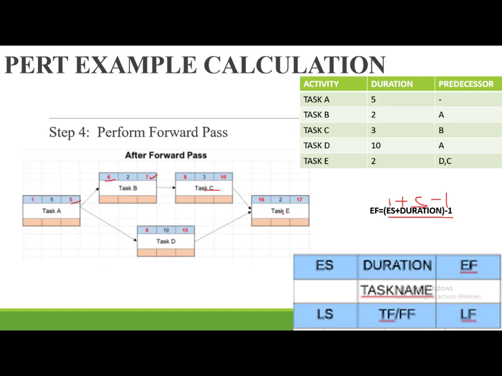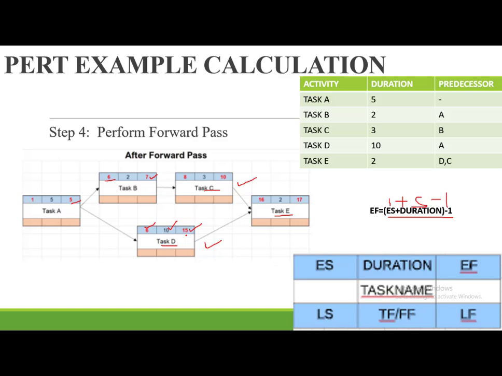Now, we come to this particular task E. Task E depends on 2 tasks, task C and task D. So before we determine the early start for task E, we need to confirm the completion or the early finish for both task C and D. So we go back to task D and you realize that task A ends on day 5, task D begins on day 6, takes 10 days, ends on day 15. Task E depends on task C and task D. Task C ends on day 10, task D ends on day 15.